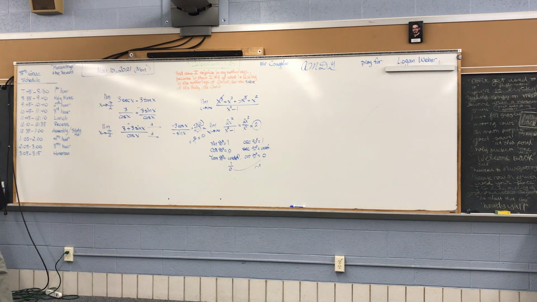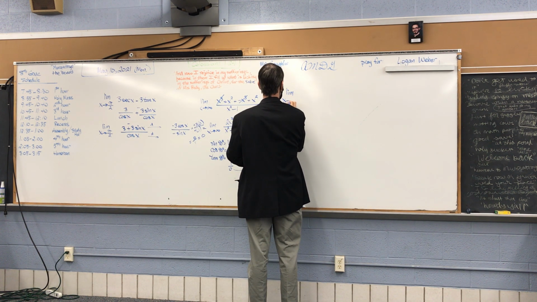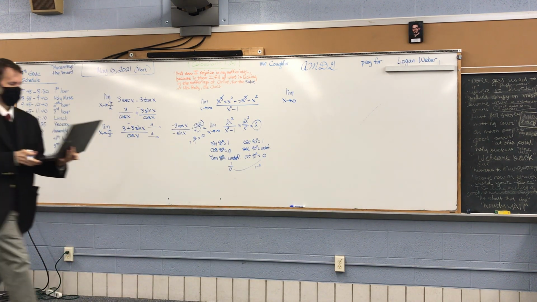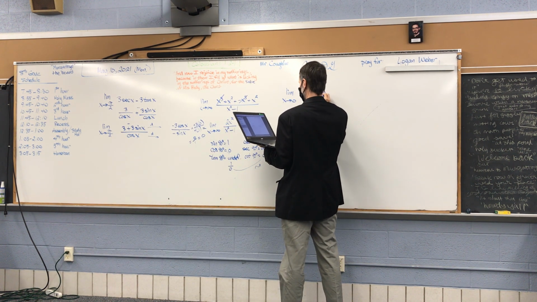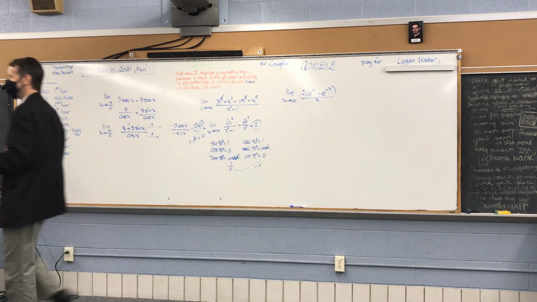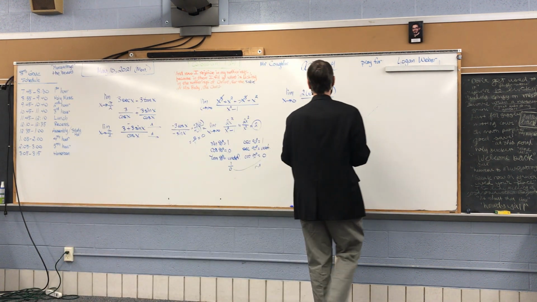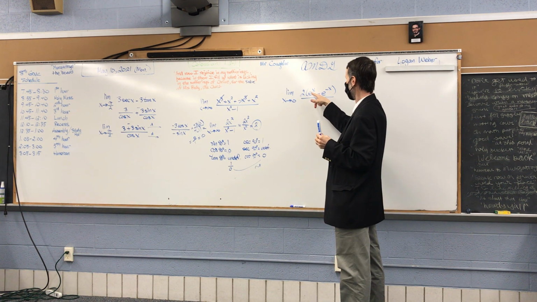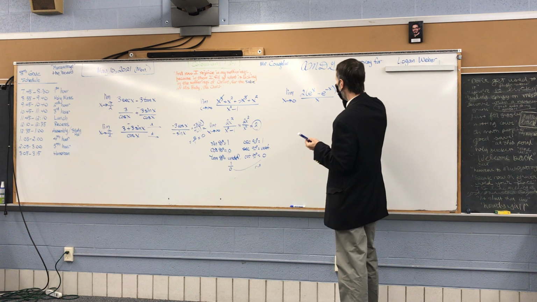Number 12, limit as x approaches 0 of 2 times e to the x minus e to the negative x all over x. All right. If you plug in 0, what would you get? What's e to the 0? What's anything to the 0? 1, unless it's 0 to 0. Yeah, so this is 1.